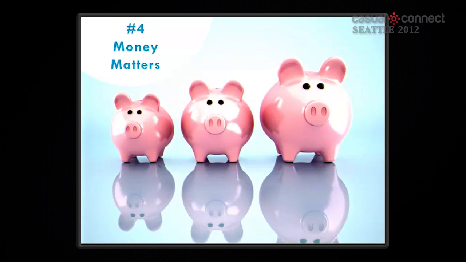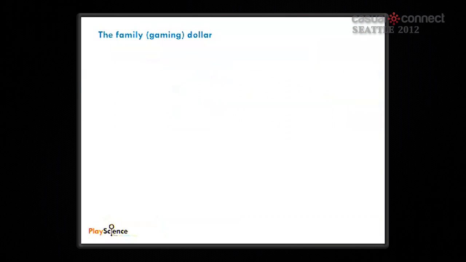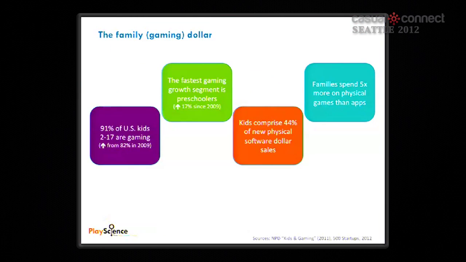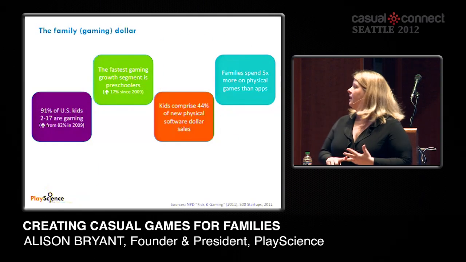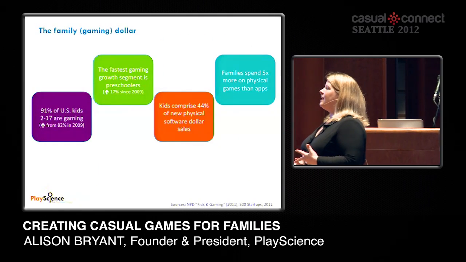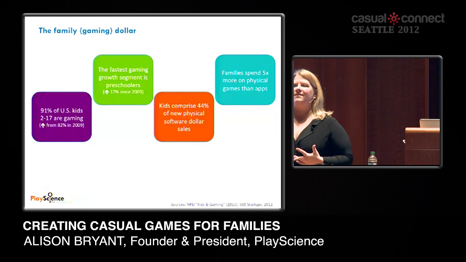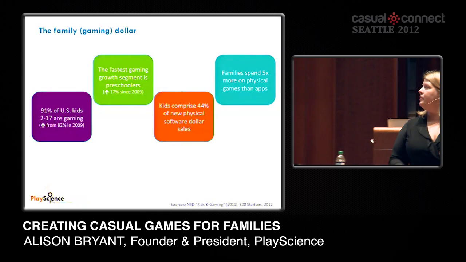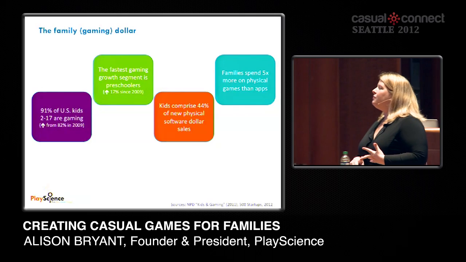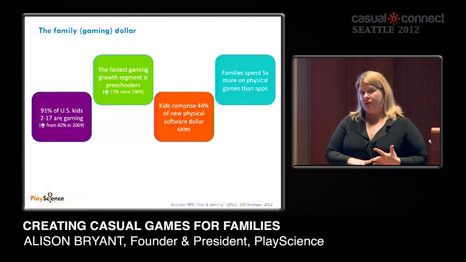The fourth is that, surprisingly, money matters. So if we think about the family gaming dollar, 91% of US kids 2 to 17 are gaming. That's up from 82% in 2009, right? So that's a massive increase, and this is, of course, across all platforms. The fastest growing segment right now is preschoolers. It's up 17% since 2009, so we're growing them early. We're getting them in there. We're moving it forward. Kids comprise 44% of new physical software dollars, right?